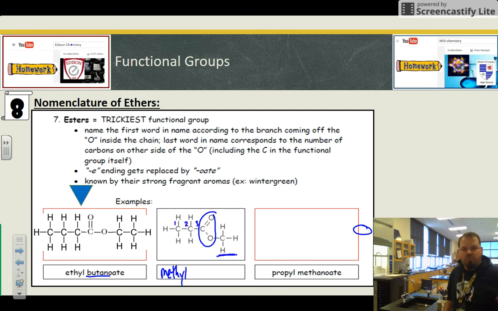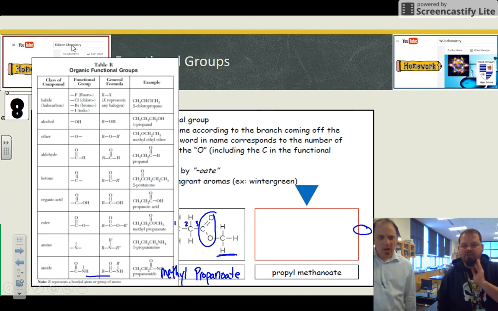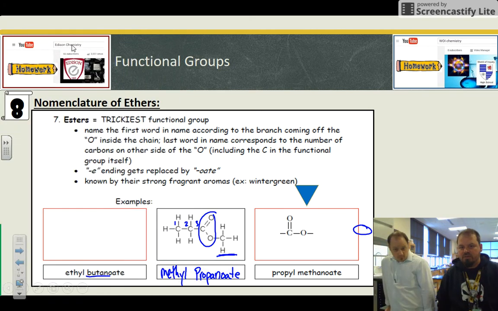And then there's 3 carbons in there, so that is a prop and O8. The AN tells me it's all single bonded. Okay. Yep. Methyl propylmethanoate. Let's see if I did this one right.